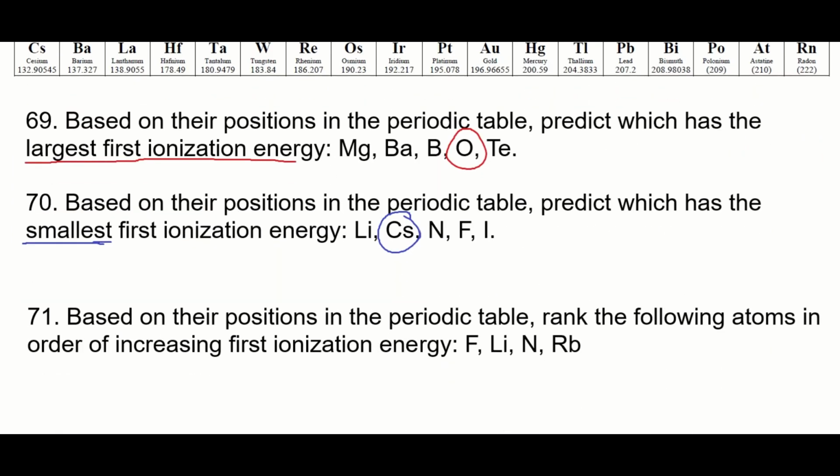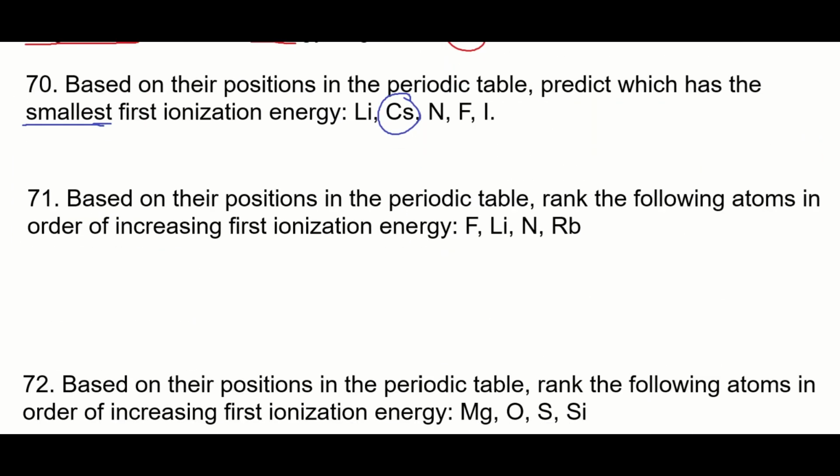All right, let's move on to 71. Now this problem's asking us, based on the position, rank these elements in increasing order. So again, the trend is up and to the right, first ionization energy increases. So let's put the one that is farthest away from up and to the right. In other words, start with the ones that are farthest down and to the left. So rubidium's outermost electron, the one with the highest energy, requires the least energy to remove, followed by lithium.